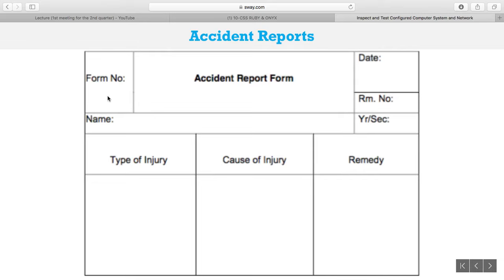The form number here is just a number. It can start from 001. And the date here is the date that the accident happened. Room number, that can be, if the accident was in computer laboratory 3, then you may write there computer lab 3. Or if it happened in a room, you may write there the room number. Or if it happened in the hallways, you just write there the location. Here is the name of the person who was injured, his year and section, the type of injury, what happened to him, the cause of the injury, what is the reason why he had an accident, and under remedy, here is the first aid given to the person.